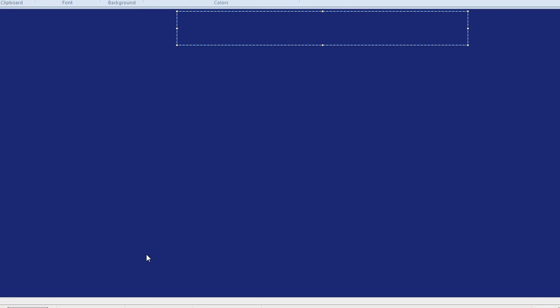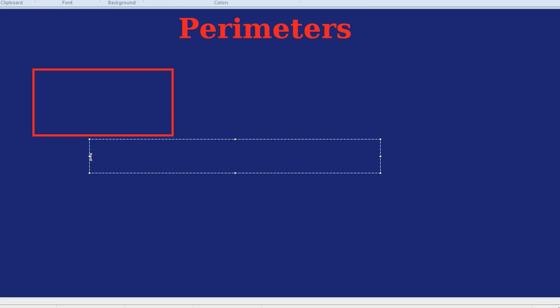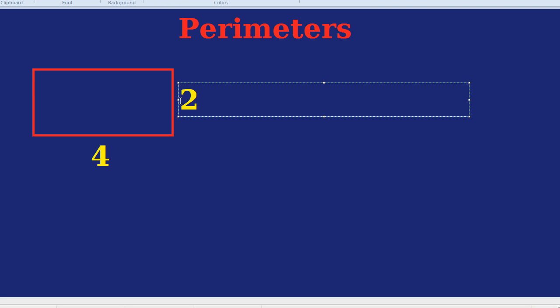We're now going to look at perimeters. Have you heard about perimeters? A perimeter is the length around a shape. Let's take a rectangle. If we say it has a length of 4 and a height of 2, what is its perimeter?